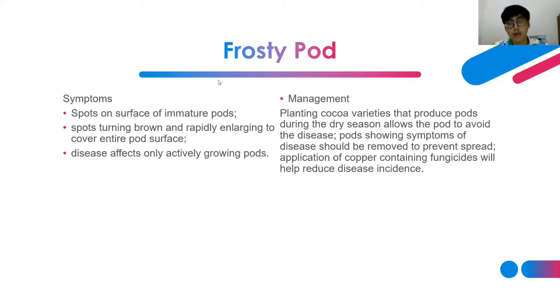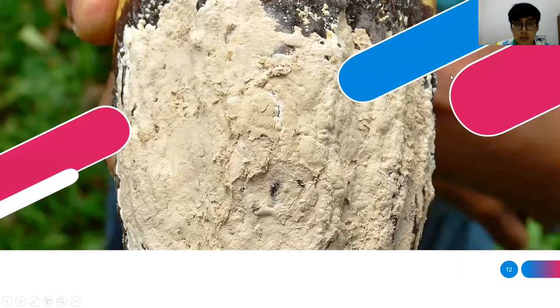And management for this disease is planting cocoa varieties that produce pods during the dry seasons, which allows the pod to avoid the disease. Pods showing symptoms of disease should be removed to prevent the spread, and applications of copper containing fungicides will help reduce disease incidence. And here are the pictures of the frosty pods.